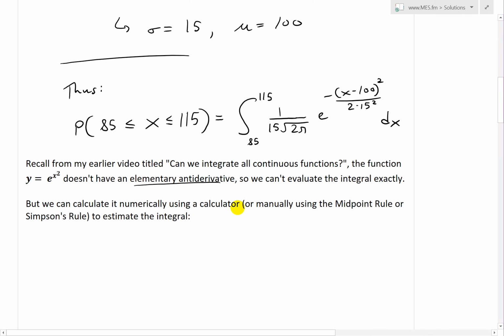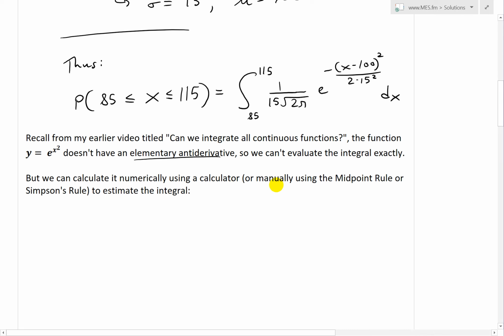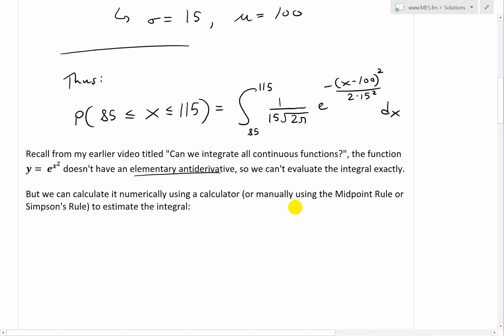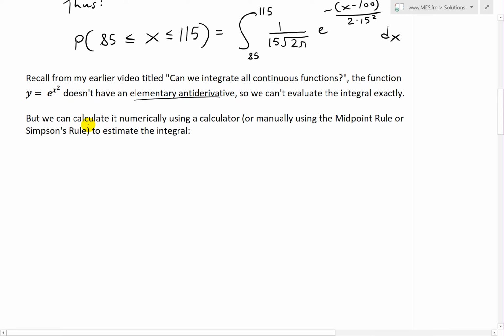There's no way of solving this exactly as we would regular integrals. Instead, we would have to calculate it numerically using a calculator, or manually using the midpoint rule or Simpson's rule approximation methods, which I went over in my earlier video, to estimate the integral.